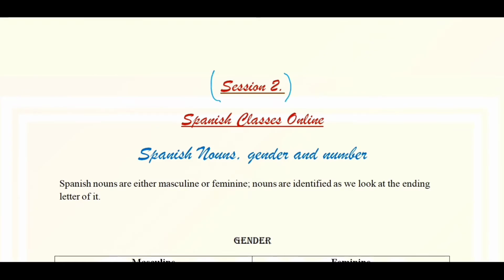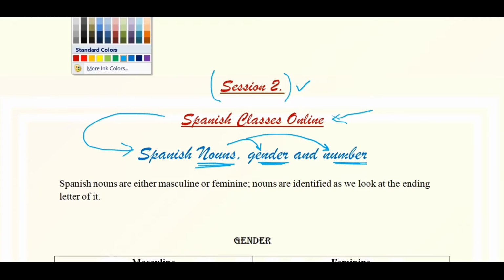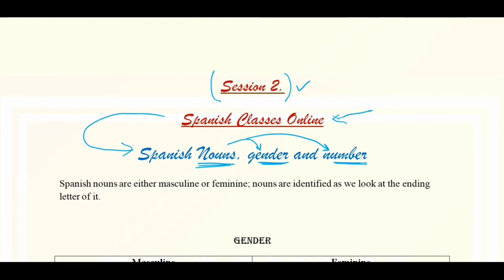Welcome to the classroom. This is session 2. On this platform, Spanish classes online, we are going to do Spanish nouns. Here we have two factors. First, gender. Second, number. These two points are very important because Spanish nouns are different, and we have to know these two factors very carefully. We have to understand it.